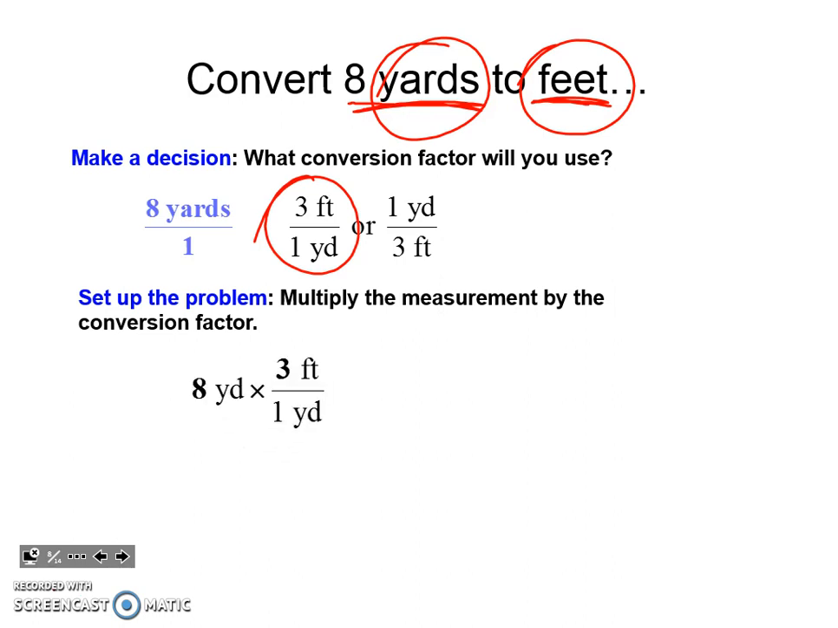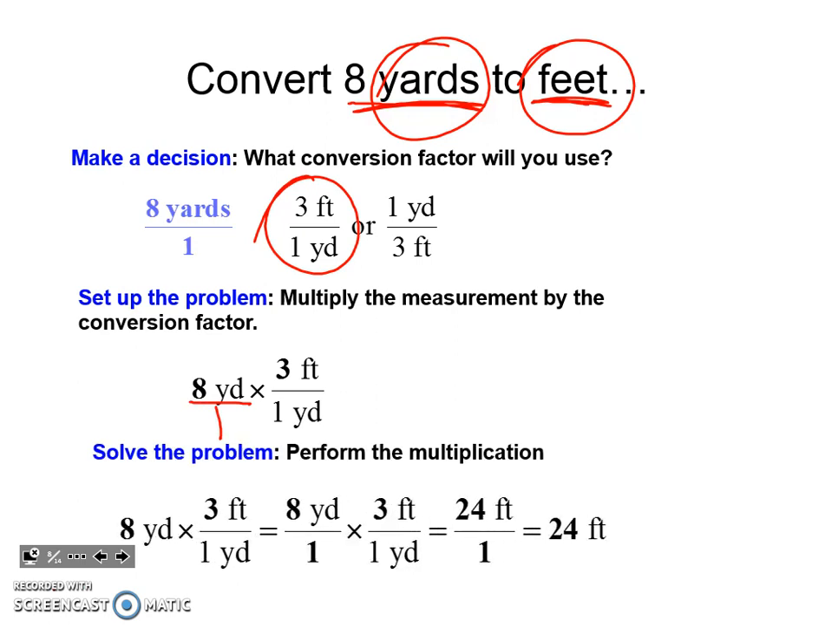So 8 yards times 3 feet over 1 yard. Remember, this is a 1 underneath this 8. Now, perform the multiplication. You're going to multiply straight across. 8 times 3 gives me 24. 1 times 1 gives me 1. So the yards cancel out, and I'm left with 24 feet. So in 8 yards, there are 24 feet.